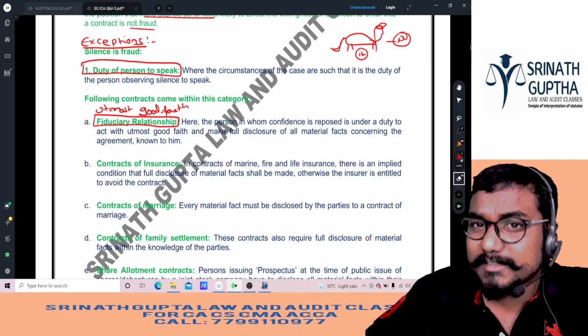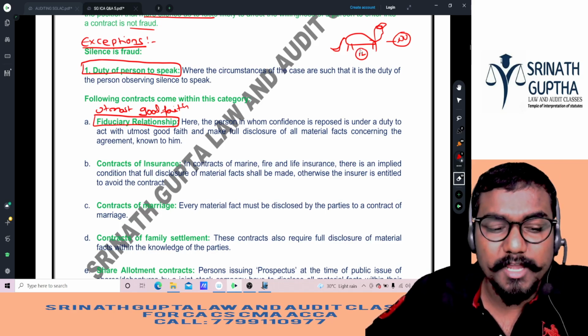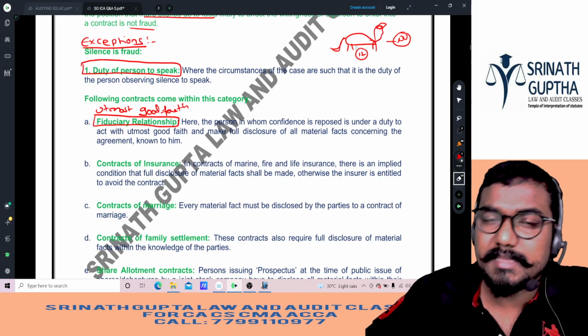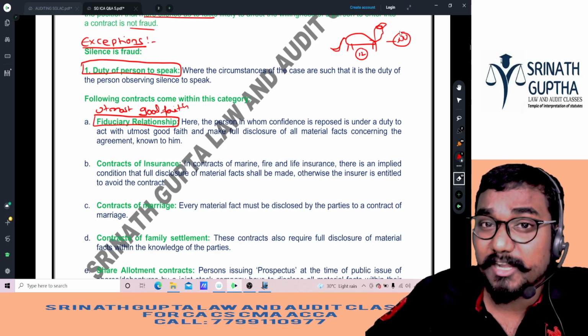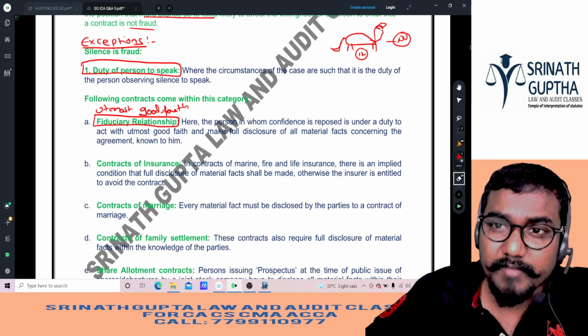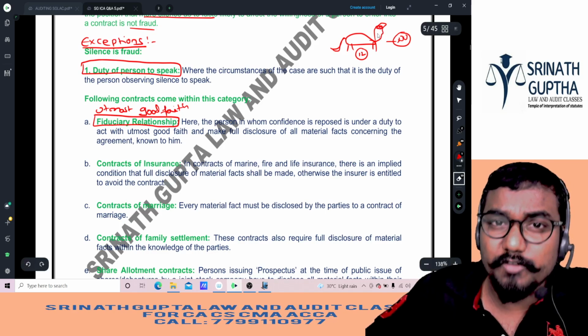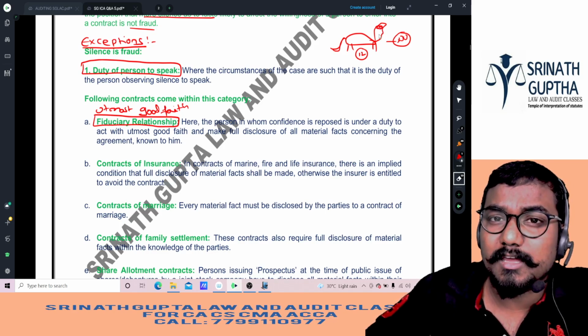For example, Rohit is my son. He was asking me, Daddy, how much is the horse? I said 1 lakh rupees. He gave me 1 lakh rupees. I am giving the horse. I made a fraud on my son. Because when my son is purchasing a horse, he believes that my father will not give me a defective good.